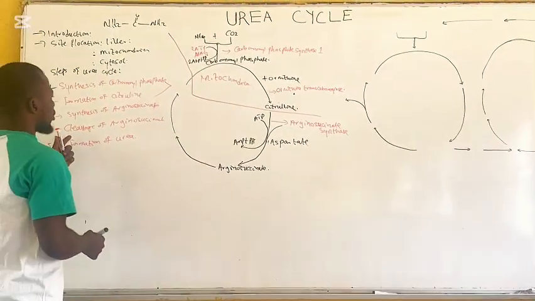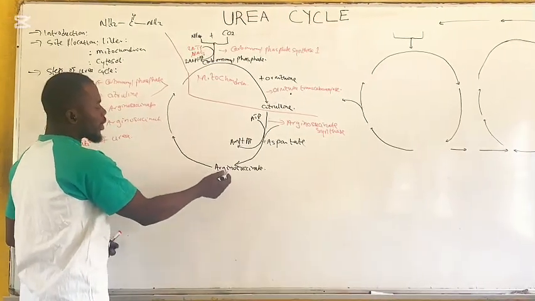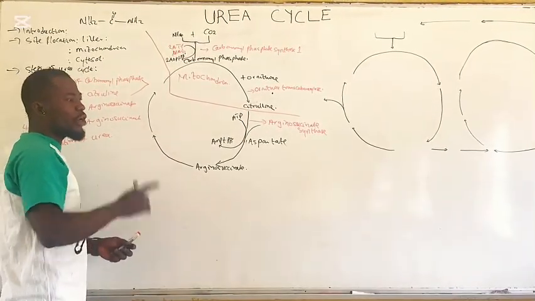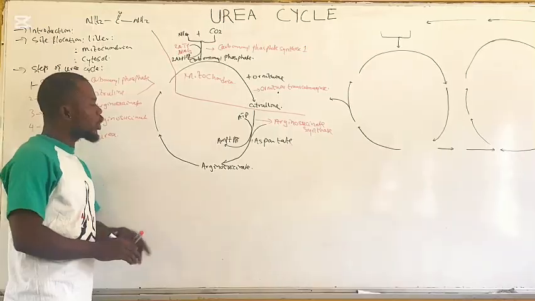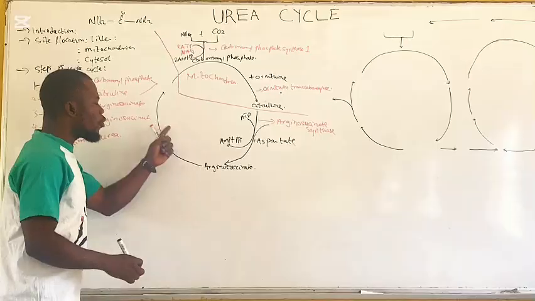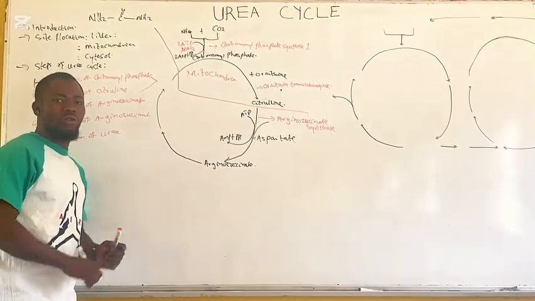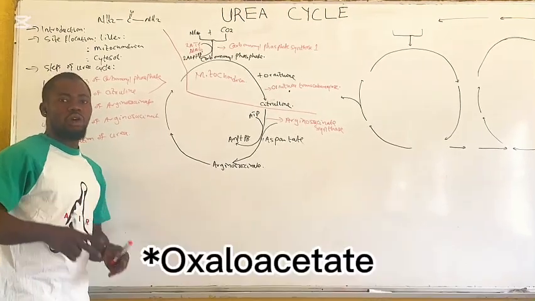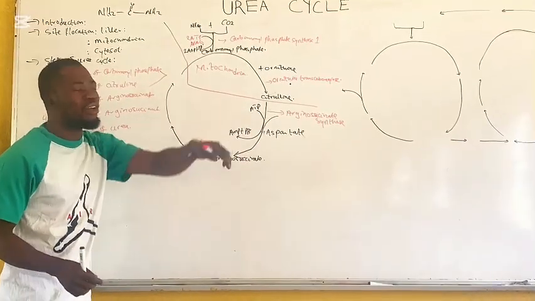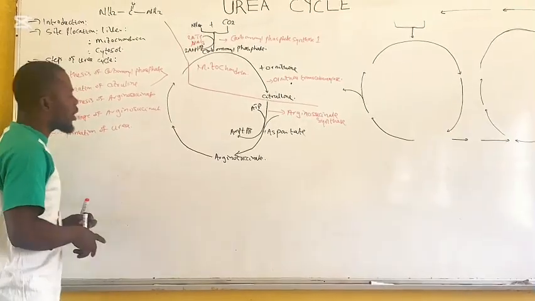Now, the next step is the cleavage of argininosuccinate. An enzyme cleaves argininosuccinate to form arginine and fumarate, whereby the fumarate will enter the TCA cycle. This is one of the links between the TCA cycle and the urea cycle. Fumarate will be converted to malate. Malate will be converted to oxaloacetate, and the oxaloacetate will undergo transamination to form aspartate again, which will enter the urea cycle. So the urea cycle and the TCA cycle are interlinked.